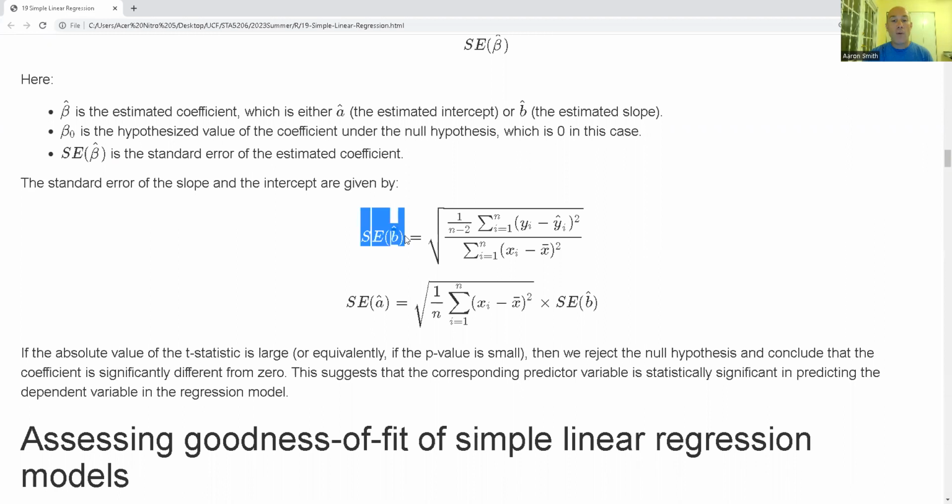So here's the standard error of the slope, and you can see that I've got something that looks a lot like the variance of y divided by something that looks a lot like the variance of x. But notice that I don't have two denominators going on, but I have just 1 over n minus 2. And now here, for the intercept, I'm taking the variance of x divided by n, square rooting, and then multiplying by the standard error that I have here.